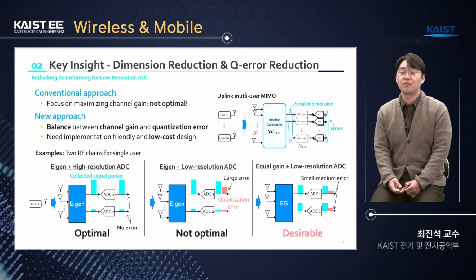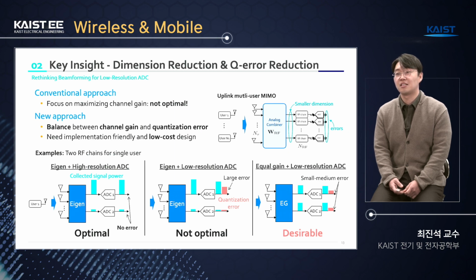When we have no quantization error, as I mentioned, maximizing the channel gain is the proper, optimal strategy. Some beamformer can be applied in front and then collect most of the channel gain onto the lower dimension, but those collected channel gains can be unevenly distributed. However, this uneven distribution doesn't matter if the ADC doesn't introduce any quantization error.